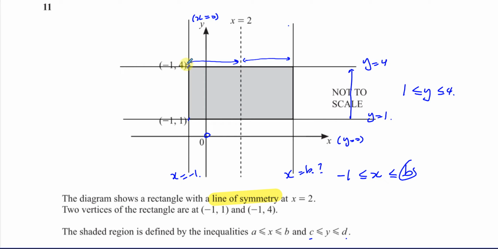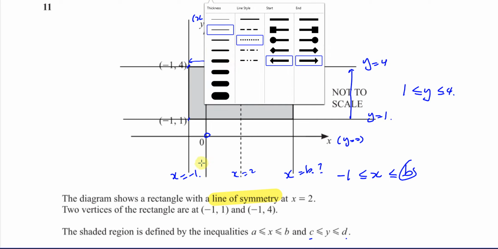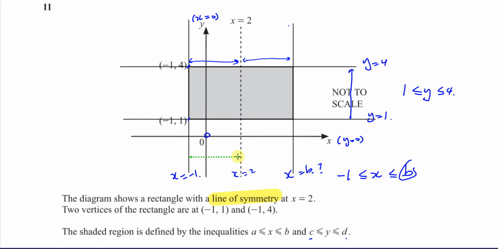So if this has the equation x equals -1 and this has the equation x equals 2, the distance between -1 and 2 is 3. This is -1 and this is 2. That distance is 3. Therefore, the distance of this point from that same line of symmetry must also be 3. So this point must be 2 plus 3, which is 5. So B must be equal to 5.